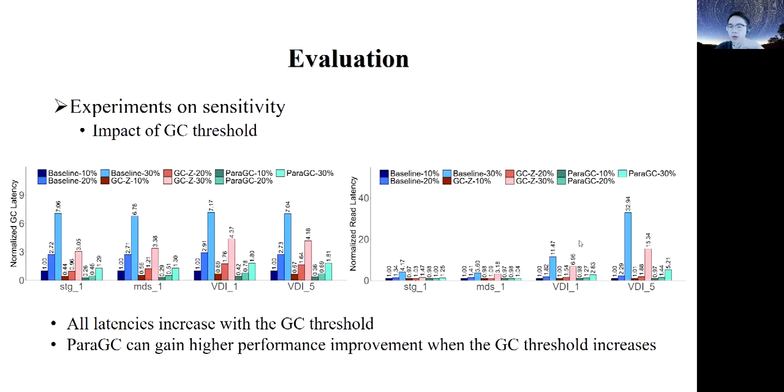In addition, parallelism can gain higher performance improvement when the GC threshold increases. This is because more pages to be relocated will inevitably lead to a longer relocation process, and parallelizing the data relocation across channels can effectively shorten the relocation time.